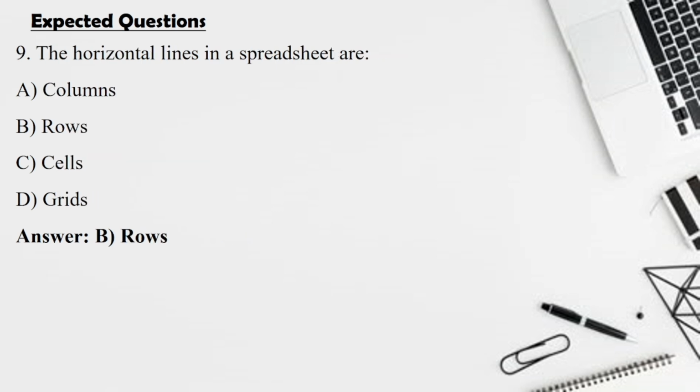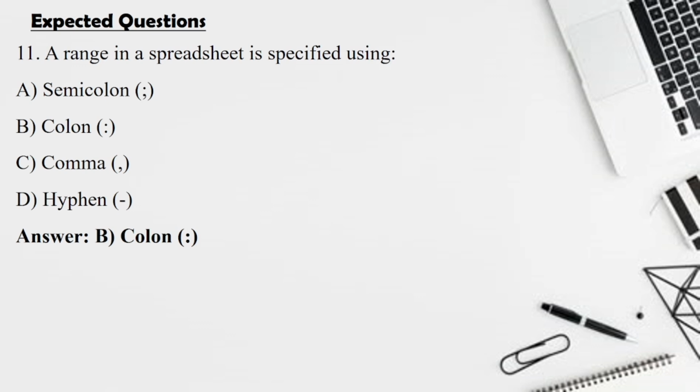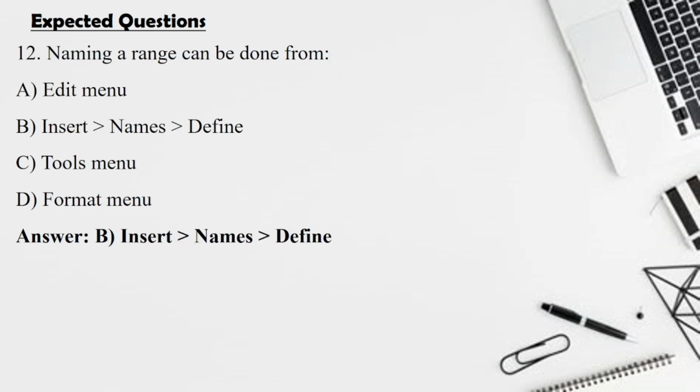The horizontal lines in a spreadsheet are rows and vertical lines are columns. The intersection of rows and columns is called cell. The range in a spreadsheet is specified using colon, semicolon is not the answer, only colon. Naming a range can be done from the insert menu, names defined.